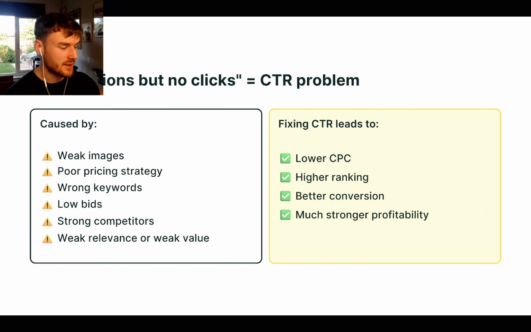Some key takeaways: impressions but no clicks is going to be a CTR problem. And it's caused by weak images, poor pricing strategy, wrong keywords, low bids, strong competitors, weak relevance, or weak value. And fixing this leads to a lower cost per click, higher organic ranking and PPC ranking, better conversion, and much stronger profitability.